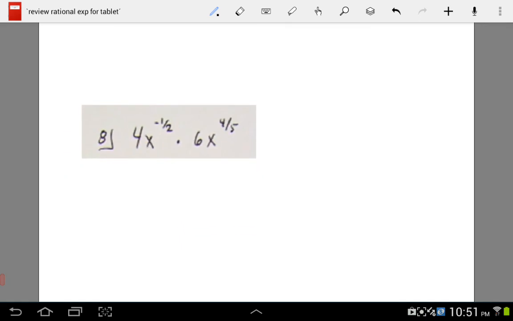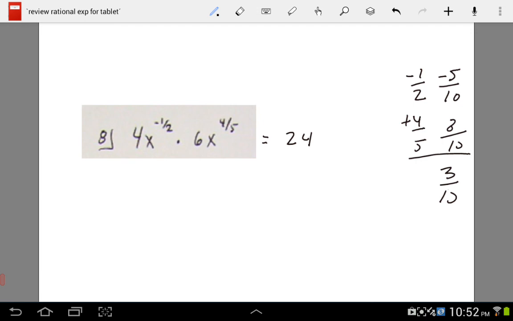Okay, on number 8, we're back to multiplication. So the 4 and the 6, those are just coefficients. We're going to multiply those, and that gives me 24. Now, with our exponents, remember when we're multiplying, we're going to take these exponents and we're going to add them. So I'm going to add negative 1/2 plus 4/5. There, of course, I need a common denominator again. So that'll be negative 5/10, and then this will be 8/10. Negative 5/10 and 8/10 would be 3/10. So now we got our answer here is 24 x to the 3/10 power.